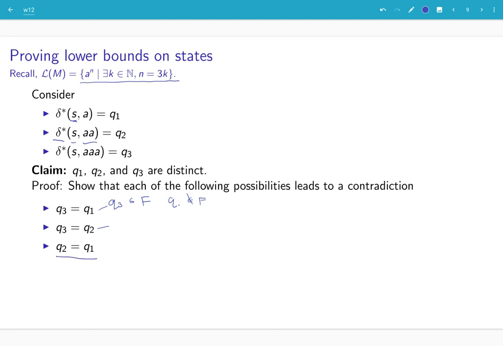Now, what if Q2 and Q1 are the same? For this one, it's not immediately obvious why this leads to a contradiction, but we have to ask ourselves, okay, suppose we start at Q1 or Q2, they're the same, and we process an A. Do we get to an accepting state? Well, if we do accept that, then that means that we accept the string AA, right? Because when we process A, we go to Q1, and then if we process another A, we go to this next state, but we don't want to accept AA.